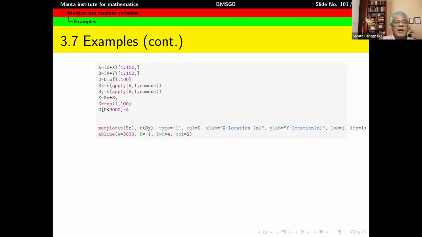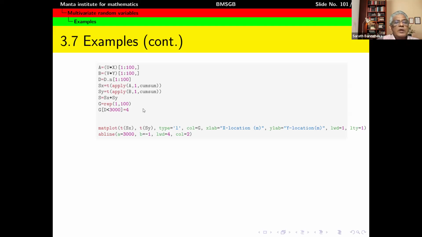So I use this apply function for A, and then in rows, I am going to apply it. And then I will call it SX, that will be the sum of those movements in the X direction. Now here you are going to get a column, but I'm going to put it as a row. Therefore, I put T to get the transpose. And similarly, SY will be the locations after each hour, by applying again cumulative sum. And then S will be the sum of those two, Sx plus Sy.